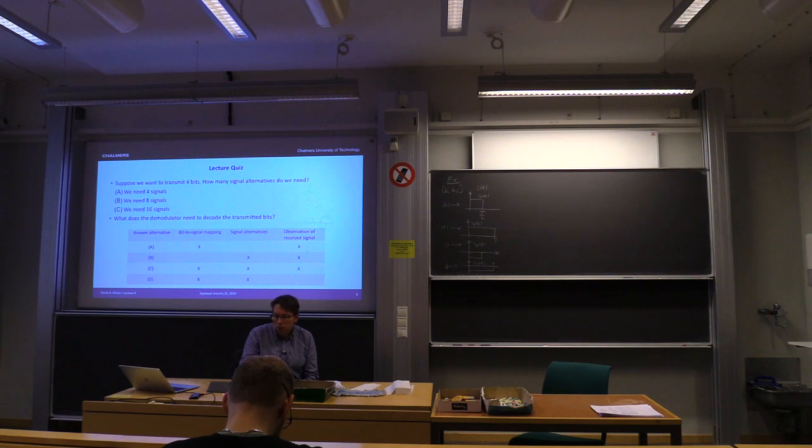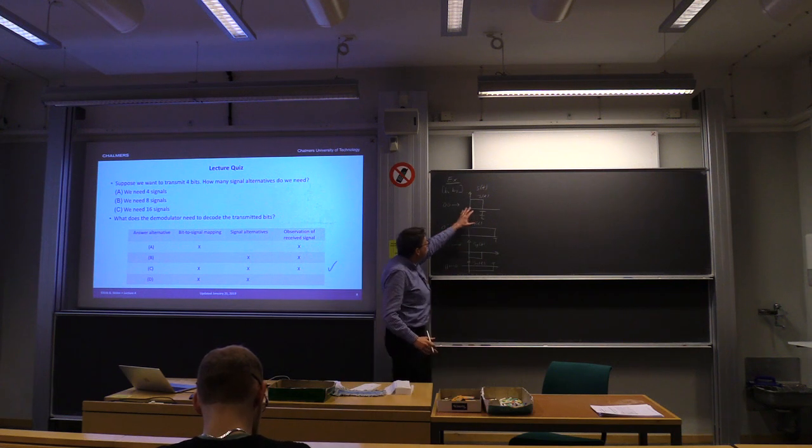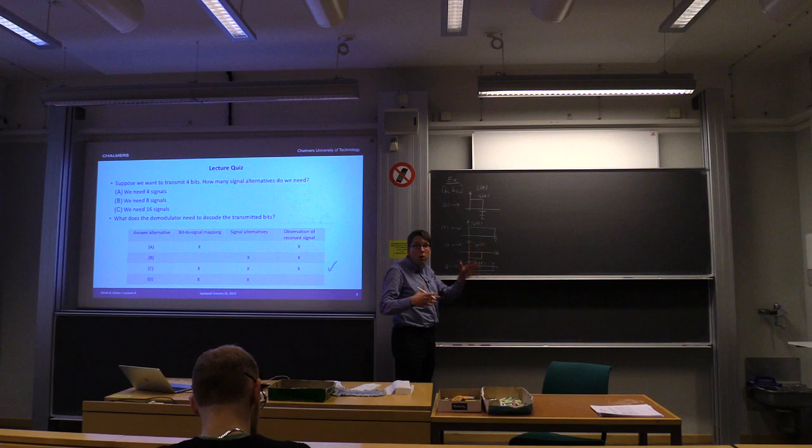Okay. So how many for A? B? C? And D? Okay. The correct answer is this one. And the reason is that the receiver needs to know what type of signals are transmitted. So the receiver needs to know these, right? Otherwise, it would be hard for it to distinguish between them. And to figure out the bits, it also needs to know the mapping, the assignment of bits to signals, right?